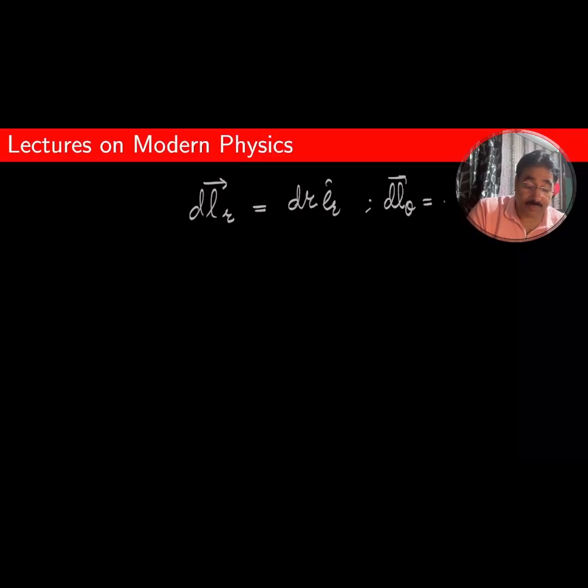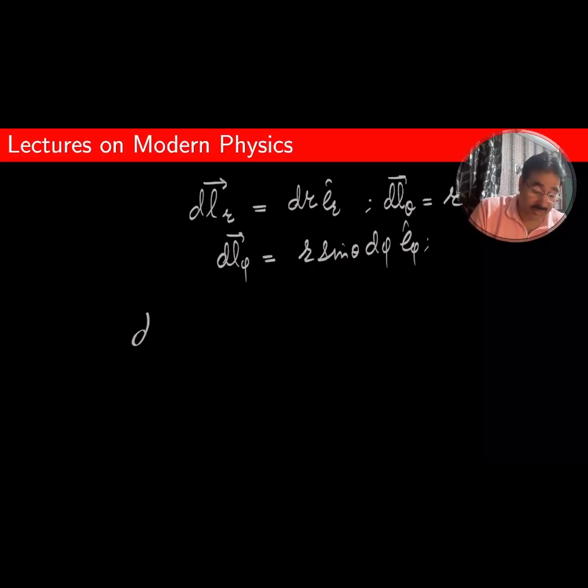That would be r dθ eθ. What would be dl φ now? That would be r sinθ dφ eφ. Now you can find all area elements, like you find dA rθ.